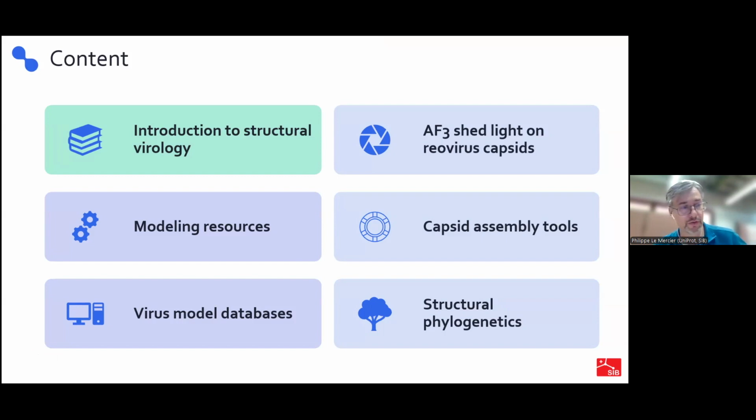But there are very new things, and you will see that now protein folding has kind of broken the code, and we can make a lot of studies and analyses based on structural features of viral proteins, which is huge for virology.